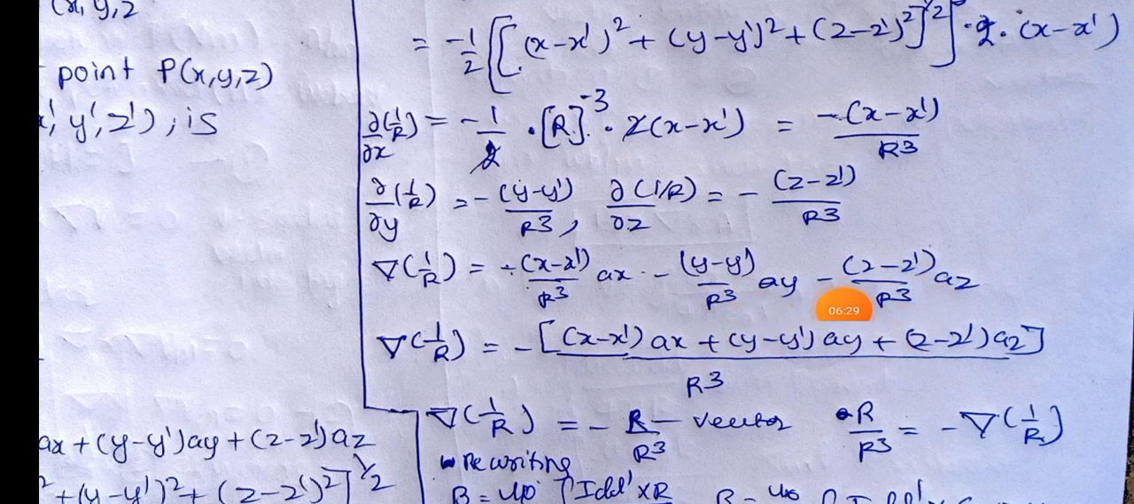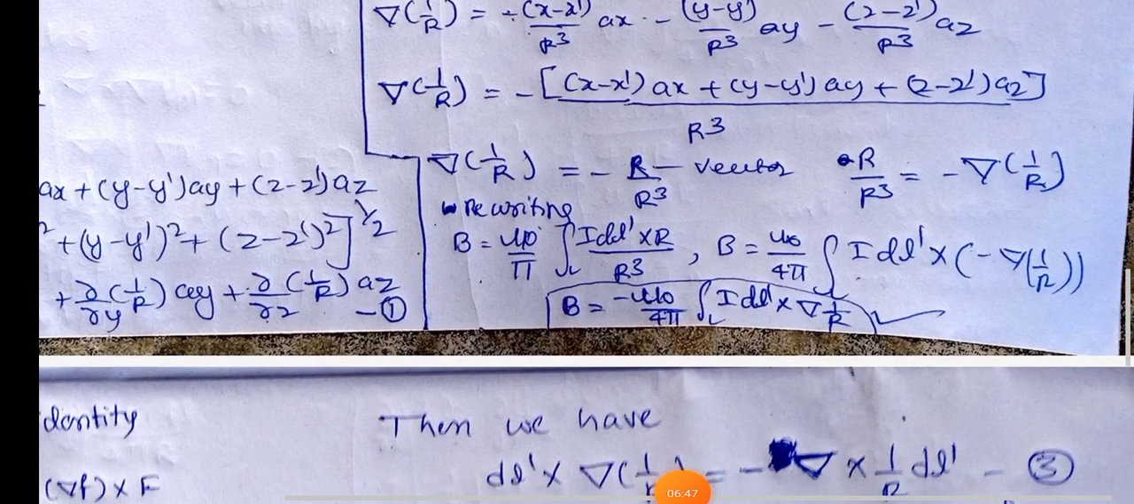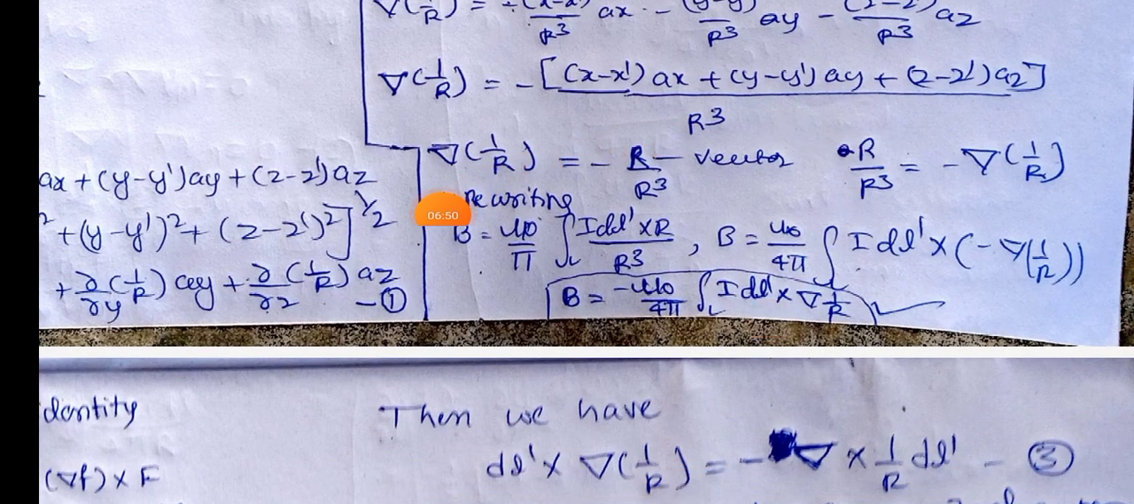So every differentiation has a minus term. Take the minus common. Now it becomes (x minus x dash) ax, (y minus y dash) ay, (z minus z dash) az by r cube. So del of 1 by r equals minus the r vector by r cube. So r vector by r cube is equal to minus gradient of 1 by r.